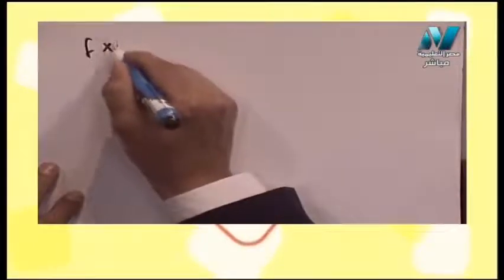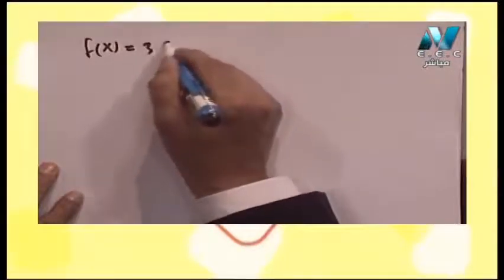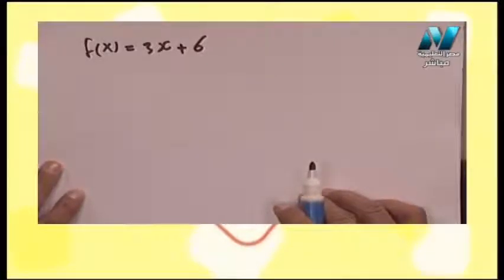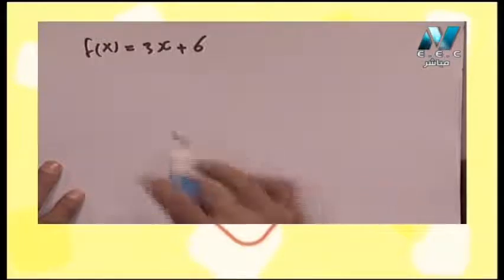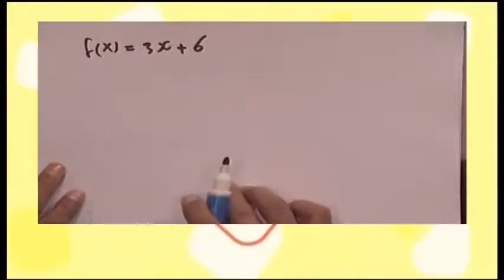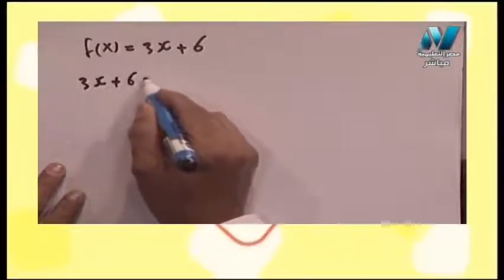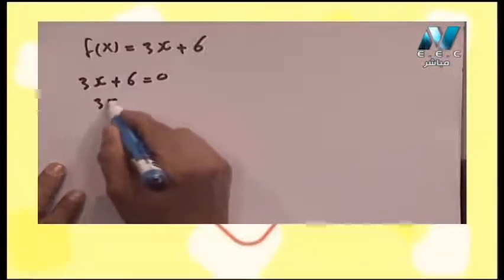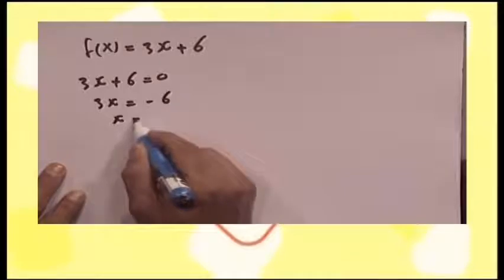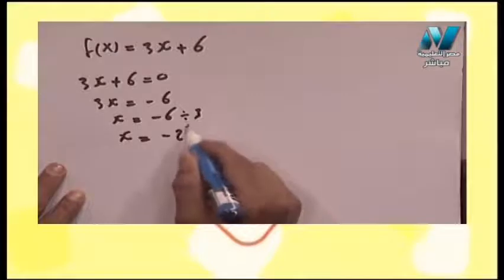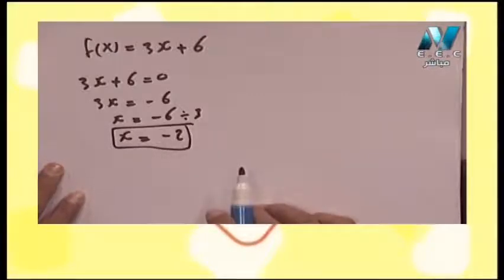If we have a function f(x) equals 3x plus 6, and we would like to find out where it is positive or negative, or discuss its sign, positive, negative, or 0, first we have to set this function equal to 0. So 3x equals negative 6, and x equals negative 6 divided by 3. So x here equals negative 2. Negative 2 is very important for us.